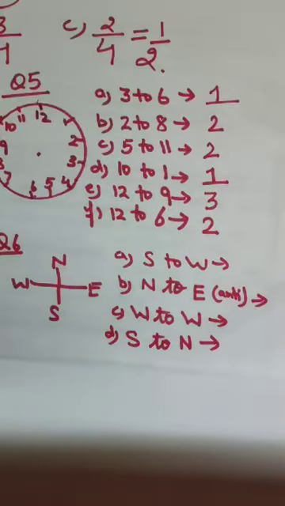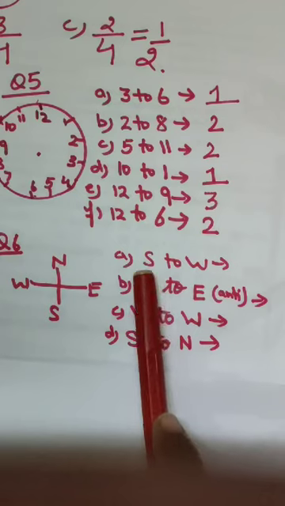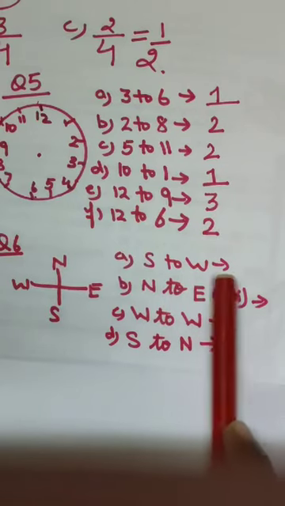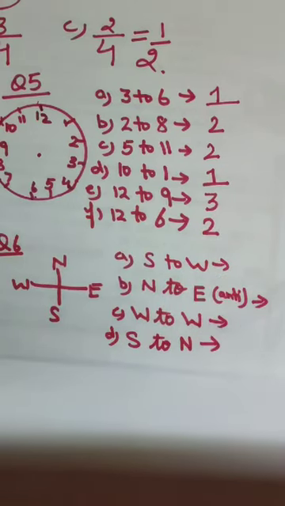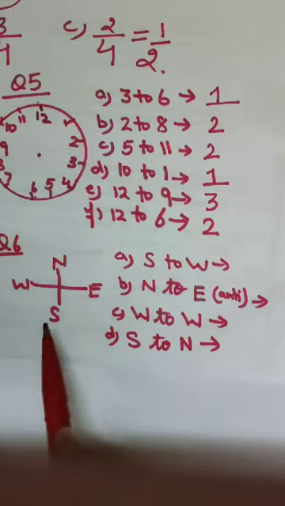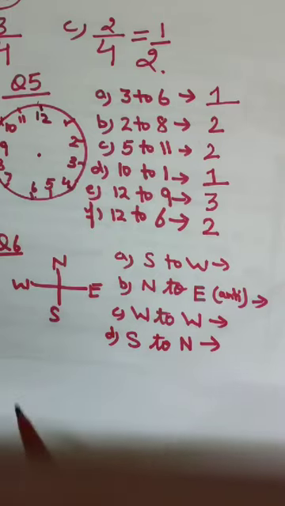Now see question number 6. How many right angles do you make if you start facing? First is south to west. Number of right angles you have to tell. South to west. You can see clearly that only 1 right angle.